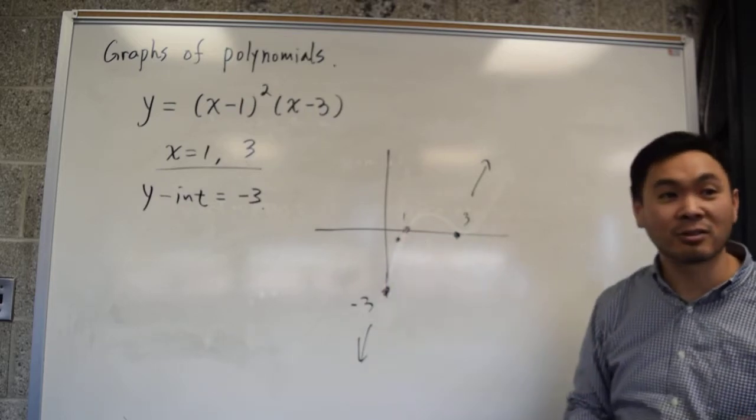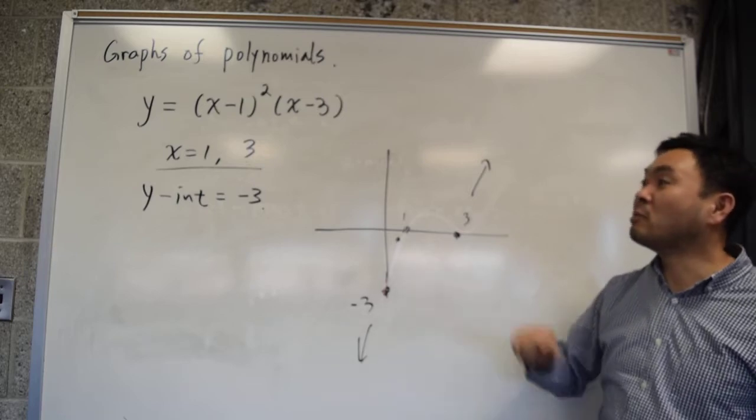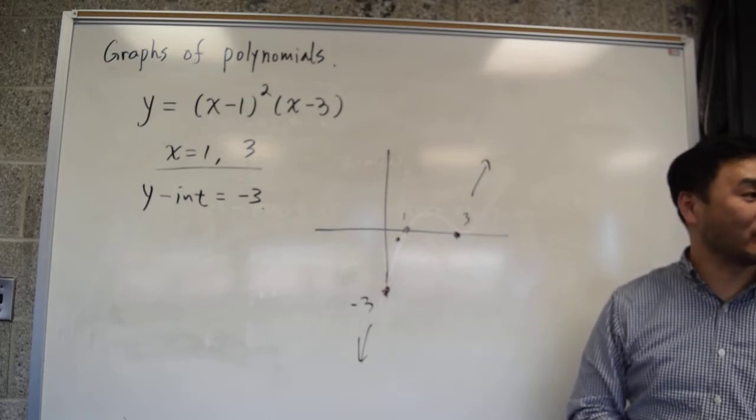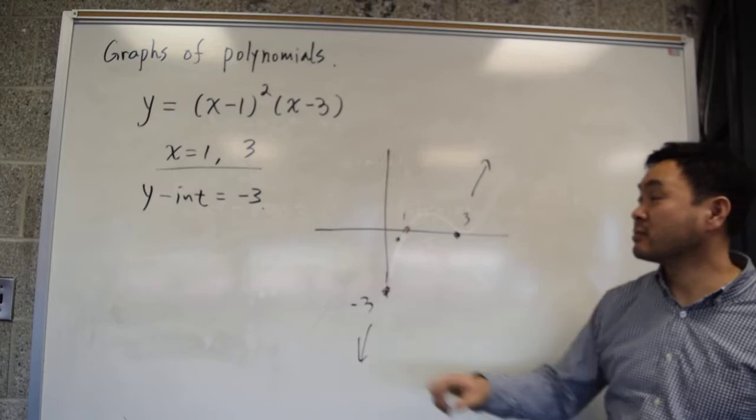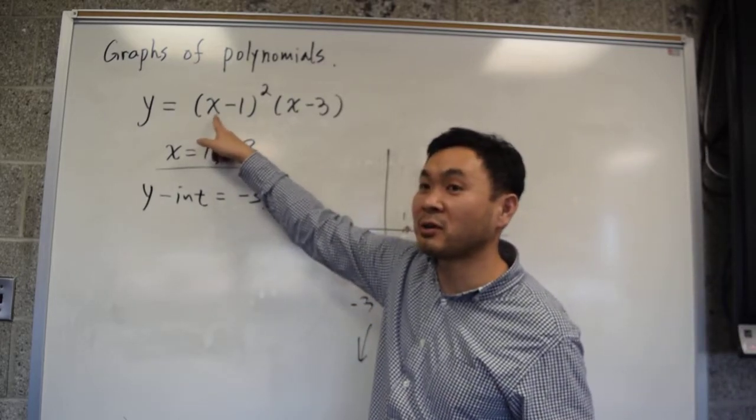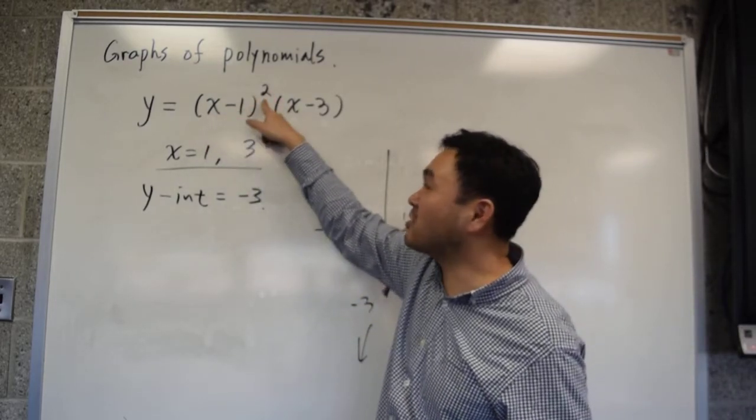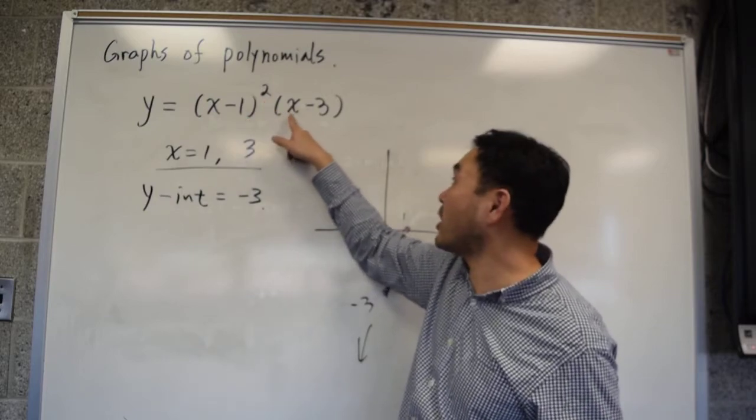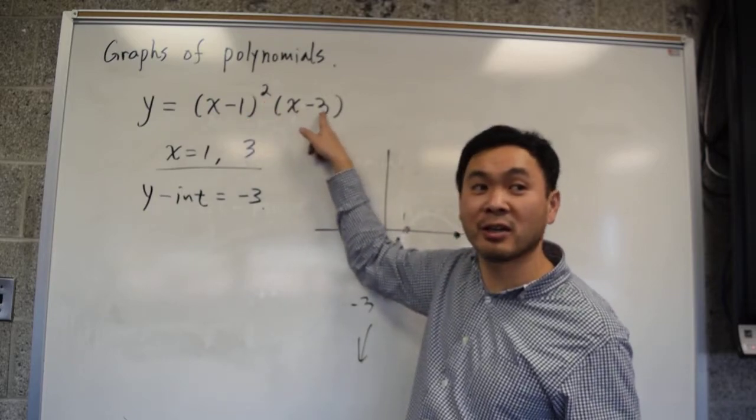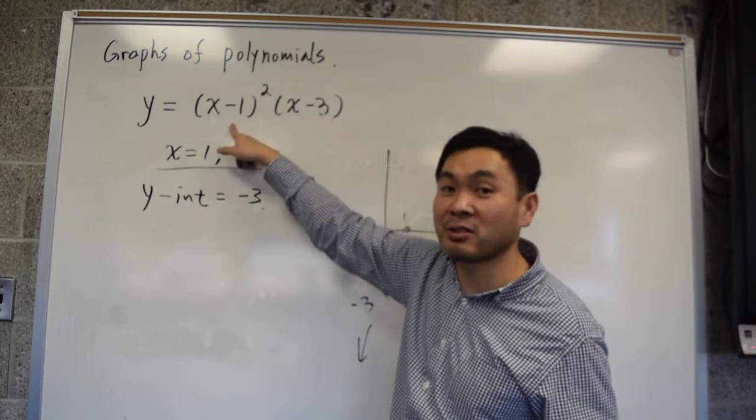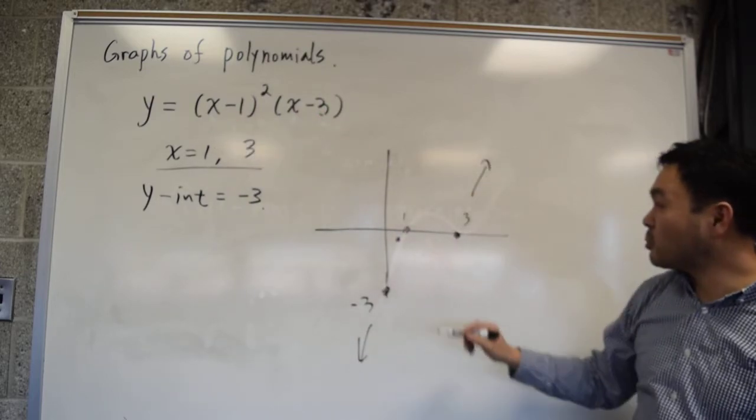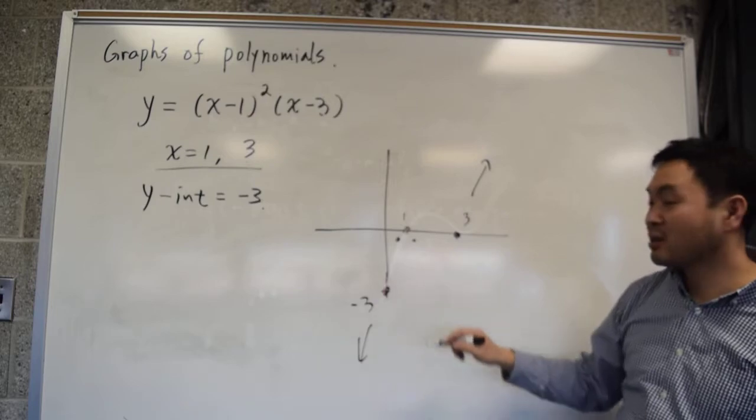It's negative. Good? Now, how about 1.1? What happens if you plug in 1.1? 1.1 minus 1? Well, I don't care. It's squared. It's always positive, right? Okay. 1.1 minus 3? Negative. Negative times positive is? Negative. So right after 1, it's negative.